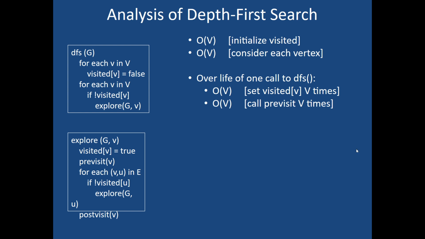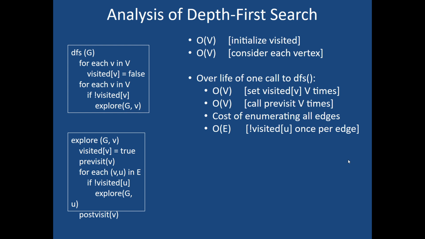Okay, so there it is. O of E is because we call visited once per edge. And then we call explore here and here. There's some cost with calling explore, exclusive of what explore does, just setting up for the call, pushing a stack frame, initializing it. That happens V times. So that's where that O of V comes from. Some of those calls to explore happen here, some of them happen here.